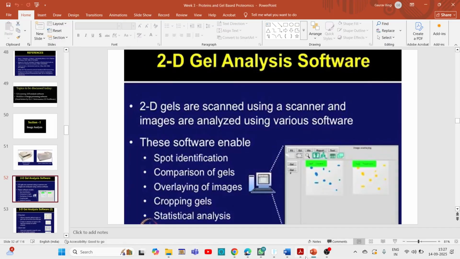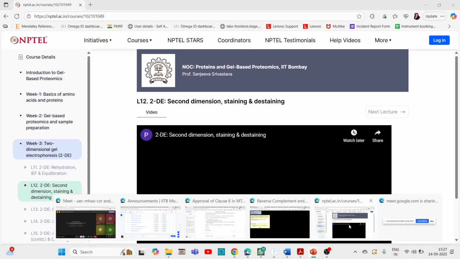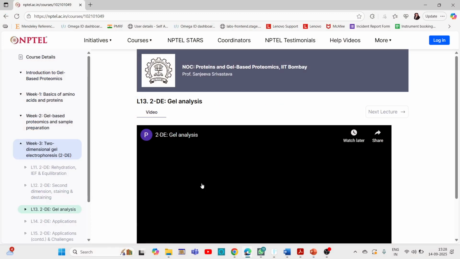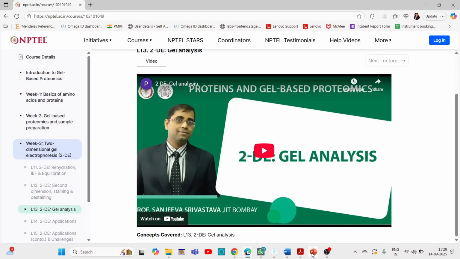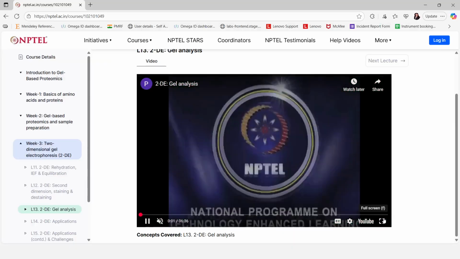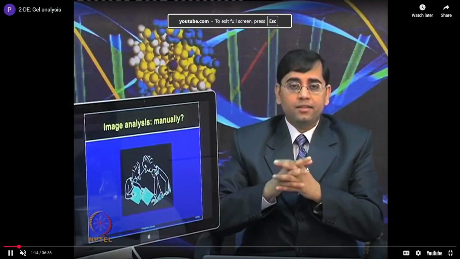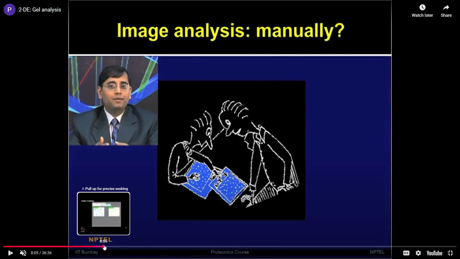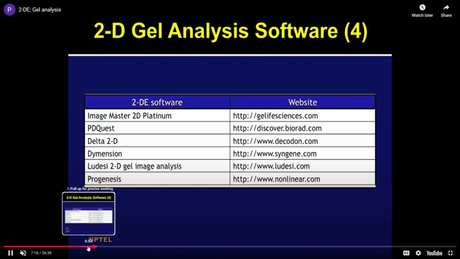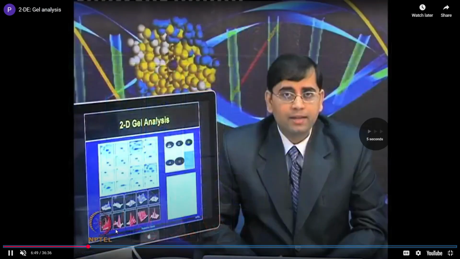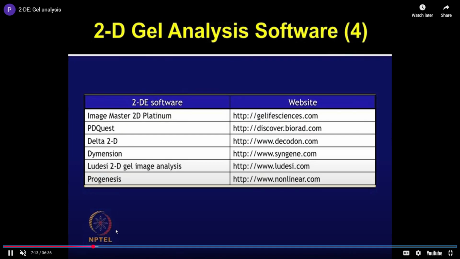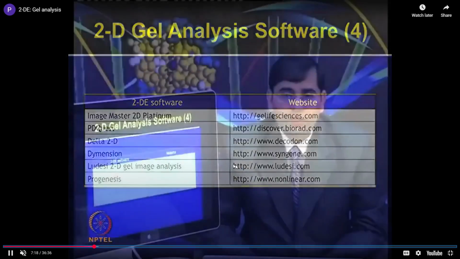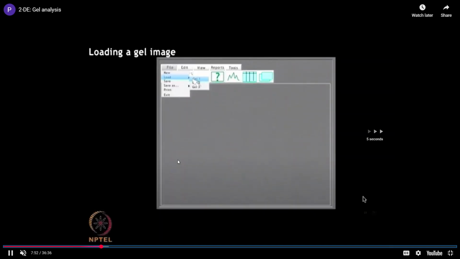So just to discuss a bit about the software, how exactly that was done. Is it in lecture 13? So now you have the image for two-dimensional electrophoresis. I'll just show you how image analysis was done. There are different softwares available for two-dimensional electrophoresis. These are different websites you can use for analysis.